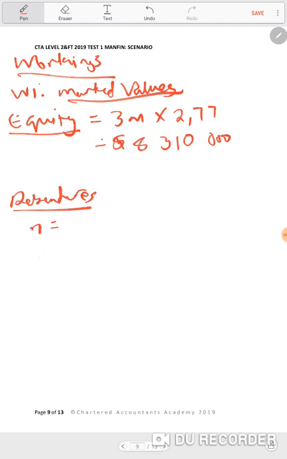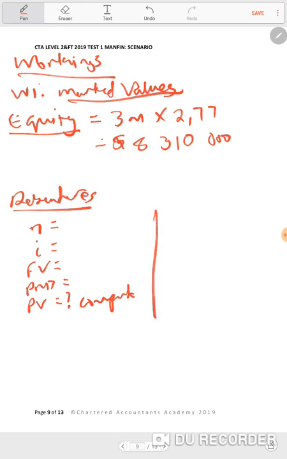You have your N, you have your I, you have your future value, and then you have your PMT, which is your periodic payment, and then you have your PV, which is the one you're looking for. So you're going to compute this one. In this case, we had two methods. Since it's being paid semi-annually, you could either do it.